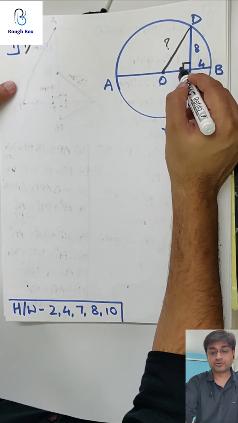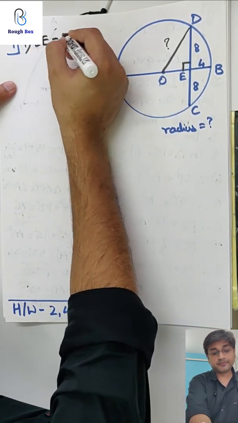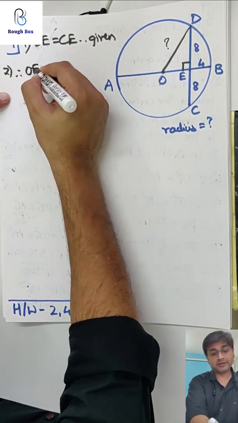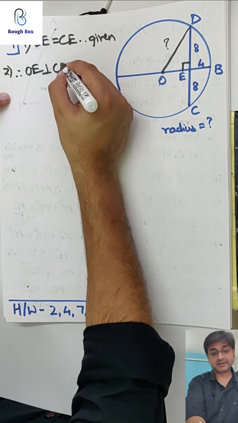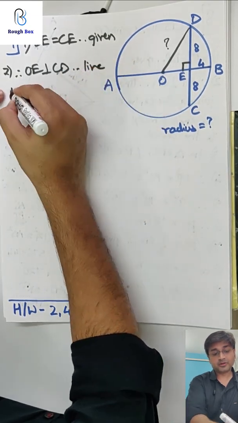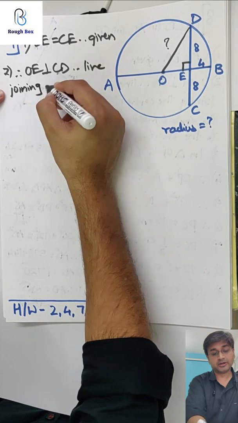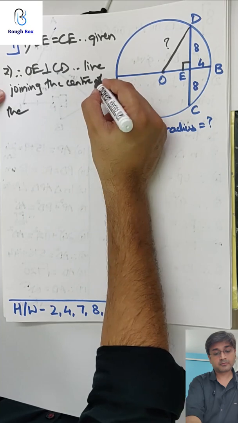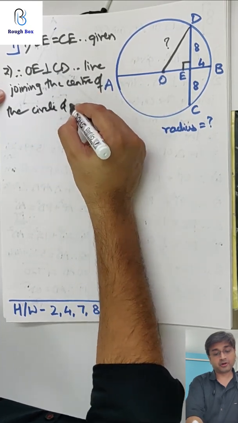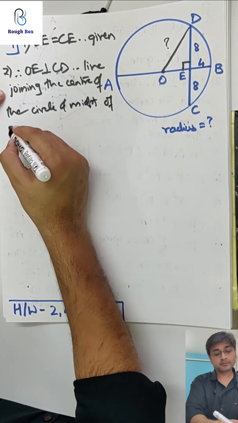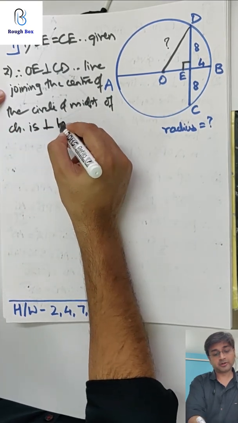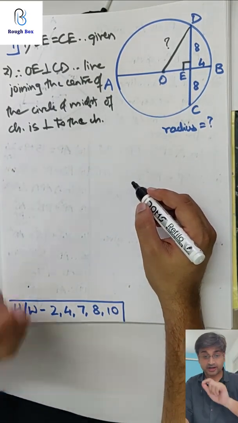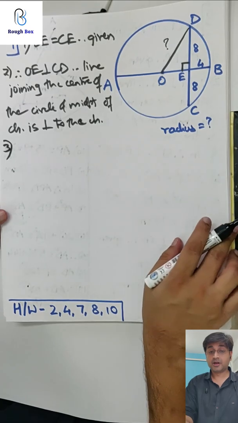Don't worry. So first let's prove that this is 90. So we will say DE equals CE given, and therefore OE perpendicular to DC. Reason: line joining the center of the circle and midpoint of the chord is perpendicular to the chord. I'm writing it entirely so you learn. In the exam, you should not write any of these abbreviations. You have to write complete. Right now I don't have place, so I'm writing it. You don't do that, please.